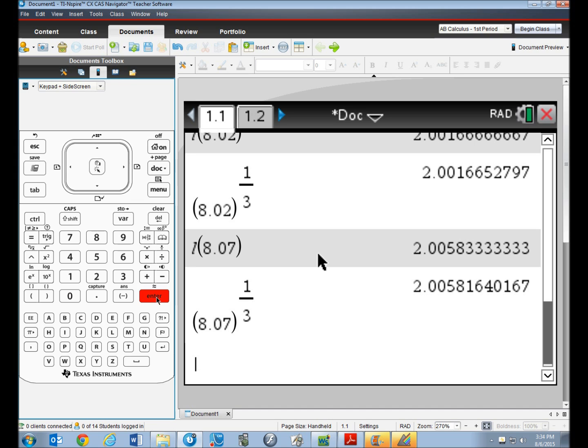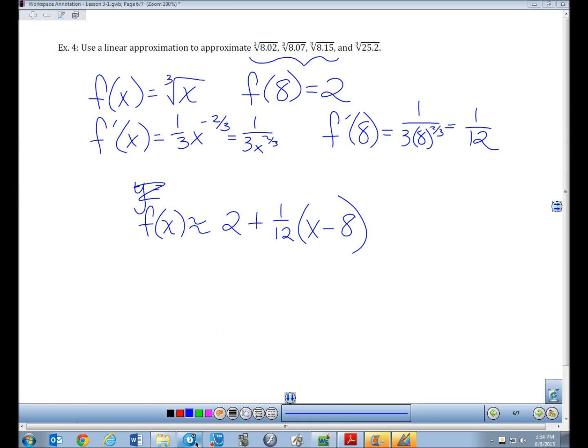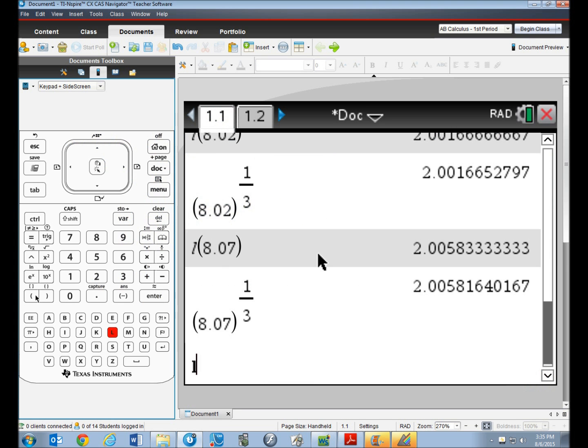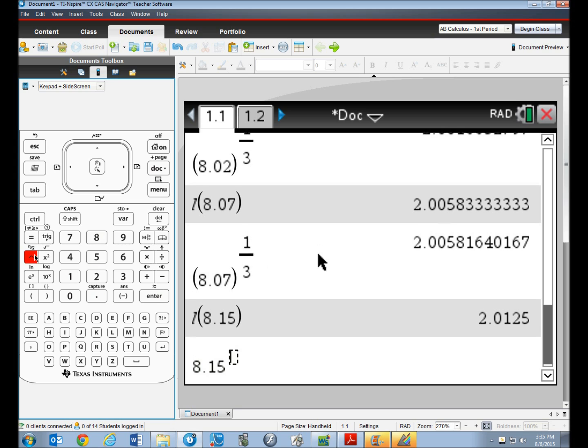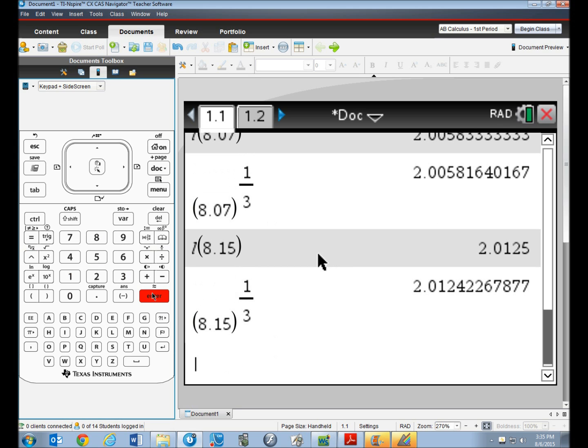It's still fairly good. I mean, the first one was accurate to about 5 decimal places. This one's now only accurate to 4 decimal places. Now we're going to do 8.15, so L of 8.15, that's 2.0125, whereas 8.15 raised to the 1/3 power is 2.012. So this one's only accurate to 3 decimal places. And so you can start to see the further the 2 points are from one another, the less accurate it gets, but it's still fairly decent.